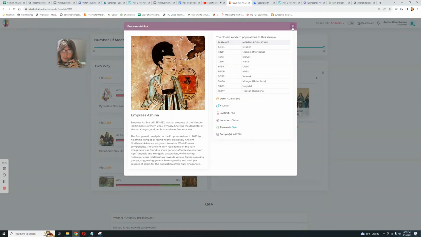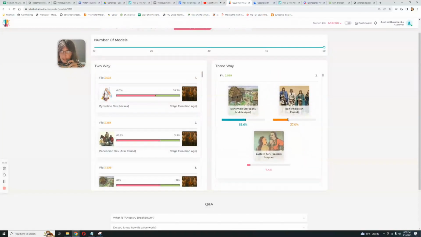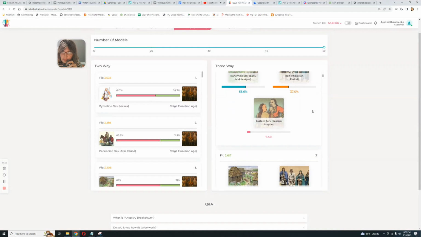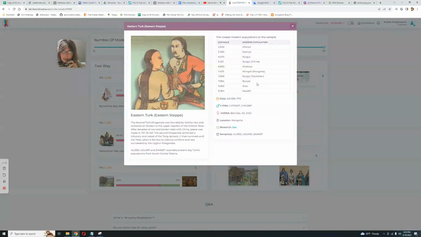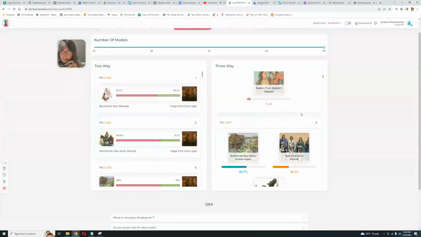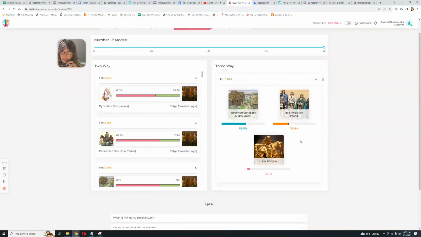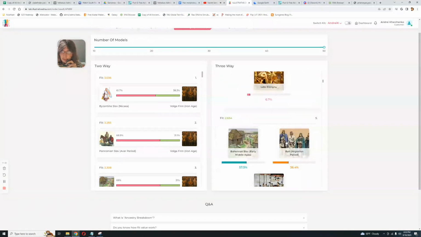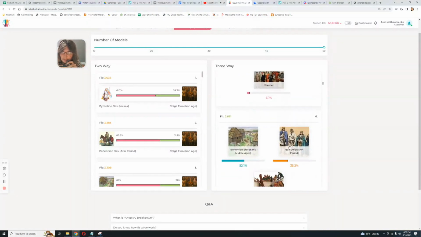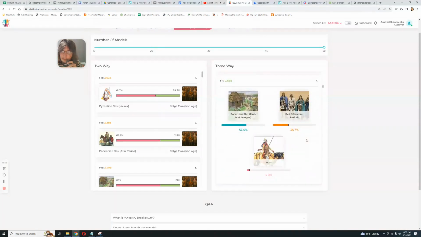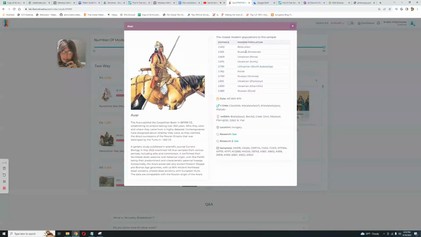She was from China, but she was Turkic. I'm also getting modeled as a mixture of Bohemian Slav, Balt, and the Eastern Turk. What's that similar to? Altaian, Kalmyk, Kyrgyz. Yeah, everything you might expect. Bohemian Slav, Balt, and Han. Bohemian Slav, Xiongnu, Xianbei. Scythian Pazyryk culture, Avar. What's Avar? Okay, this is not good.